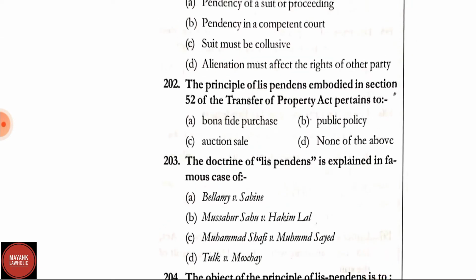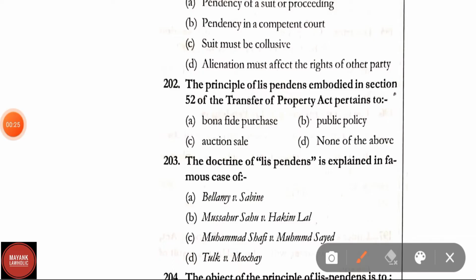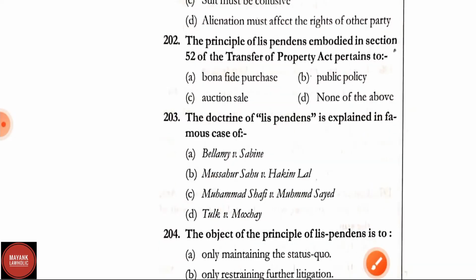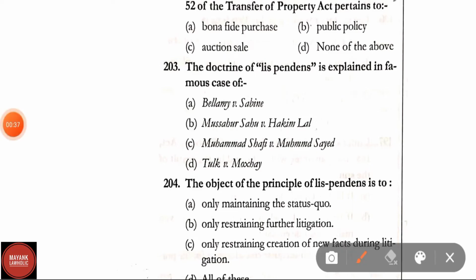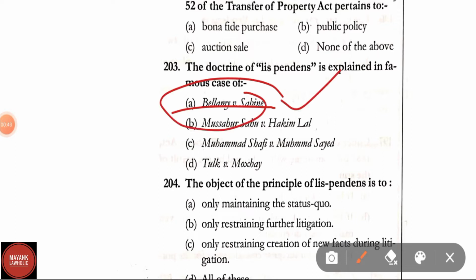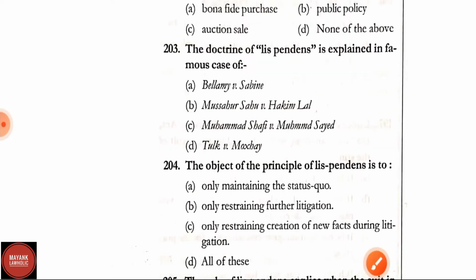Question number 202. The rule of lis pendens embodied in section 52 of the TPA pertains to bona fide purchase, public policy, auction sale, none of the above. Correct answer is option B, that is public policy. Question number 203. The doctrine of lis pendens is explained in famous case of, correct answer is Bellamy versus Sabine. This is the leading case in which the lis pendens has been explained.